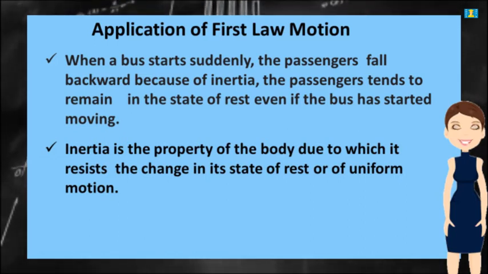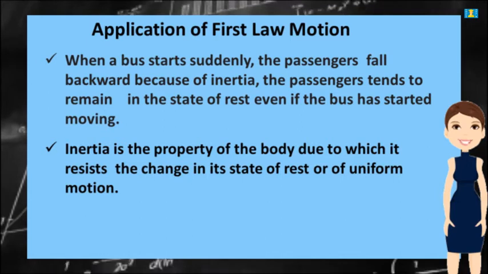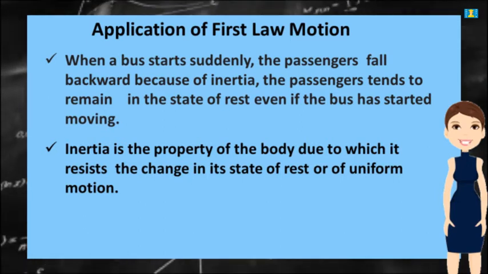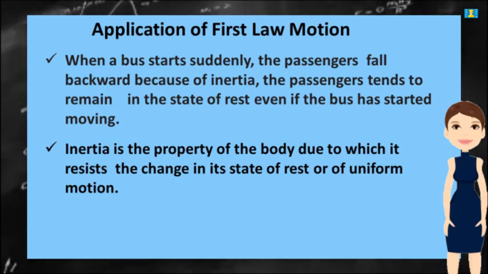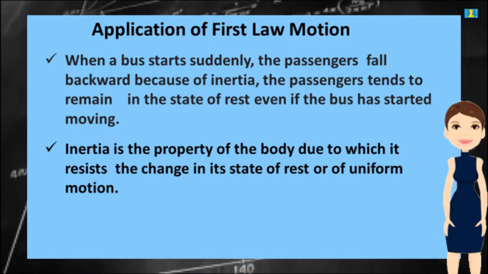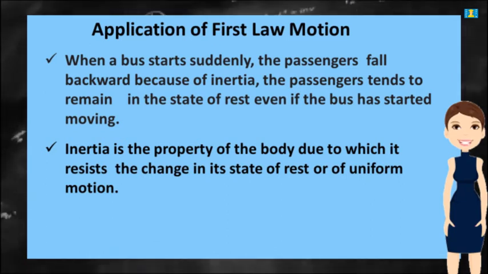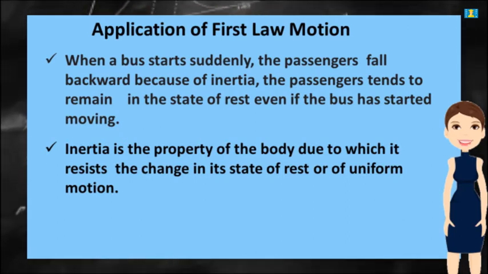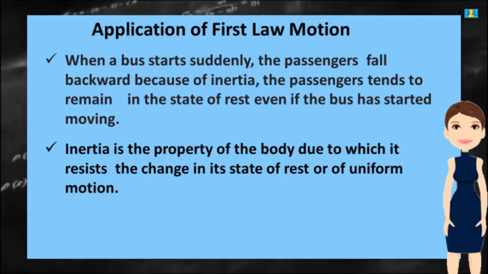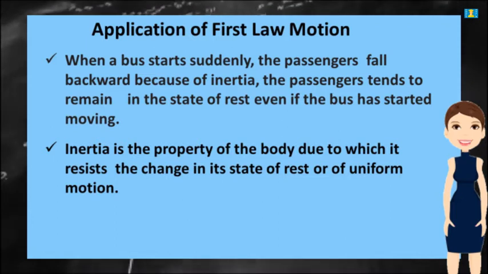Application of first law of motion. When a bus starts suddenly, the passengers fall backward because of inertia. The passengers tend to remain in the state of rest even if the bus has started moving. Inertia is the property of the body due to which it resists the change in its state of rest or of uniform motion.